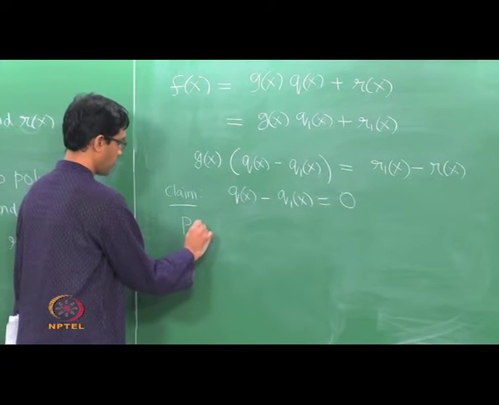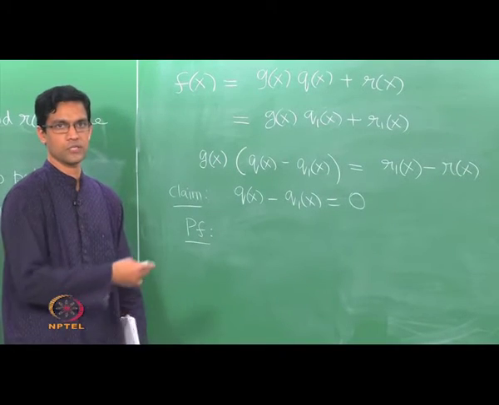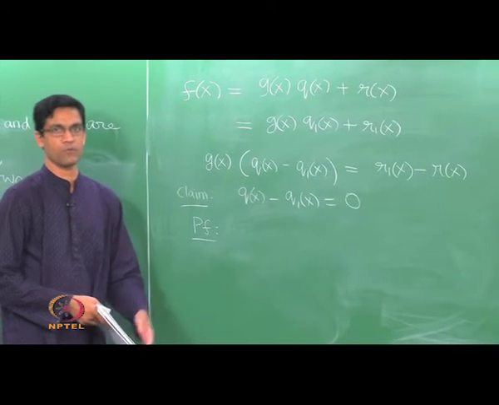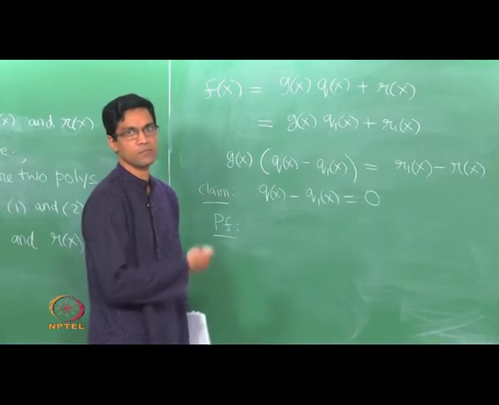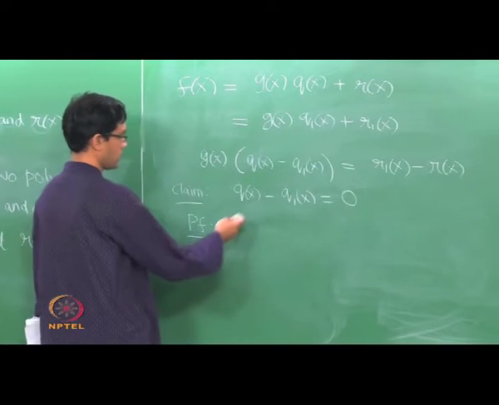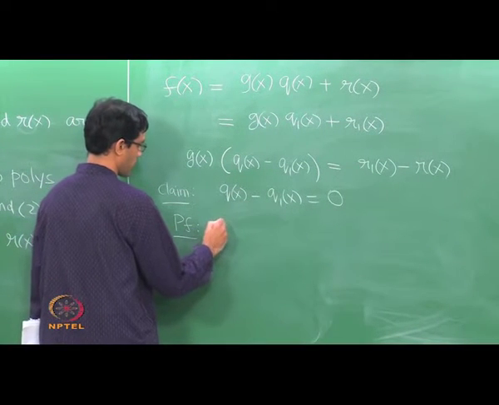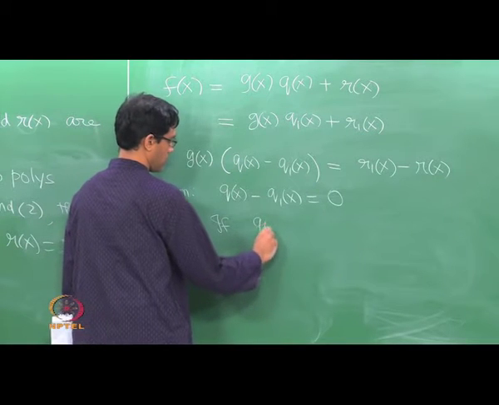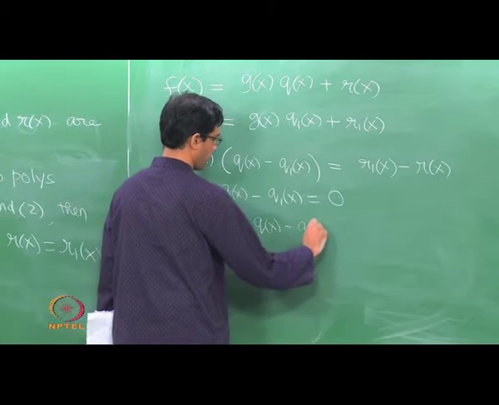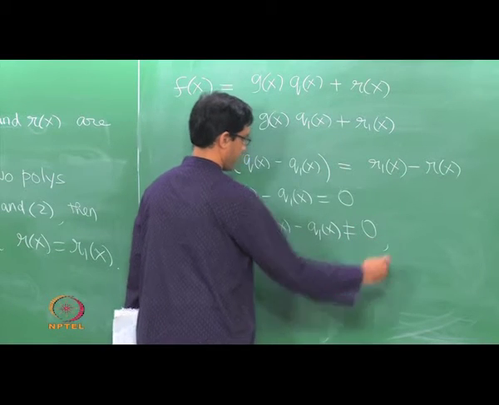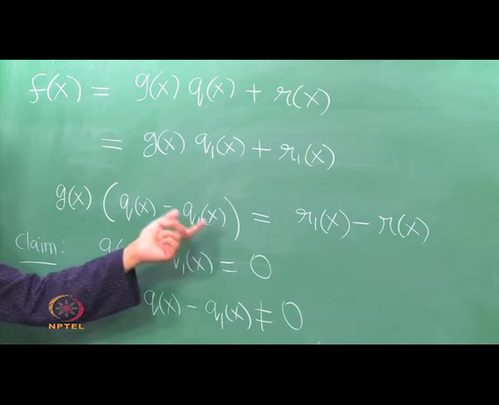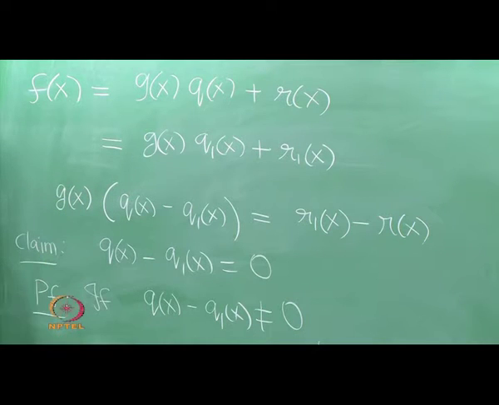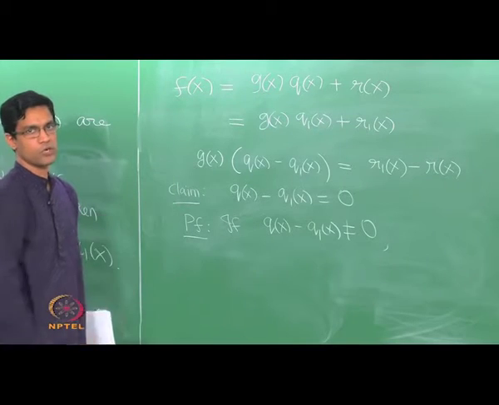And let us prove it. This is the standard methodology of proof: we will prove it by contradiction. We will assume that this is not true and then obtain some obviously absurd statement from that. So let us assume this is false. Suppose not, and q minus q1 is a non-zero polynomial. Then look at the left hand side: we have g of x which is a non-zero polynomial, and q minus q1 which is a non-zero polynomial, and you are multiplying these two polynomials out. So I am taking the product of two non-zero polynomials.